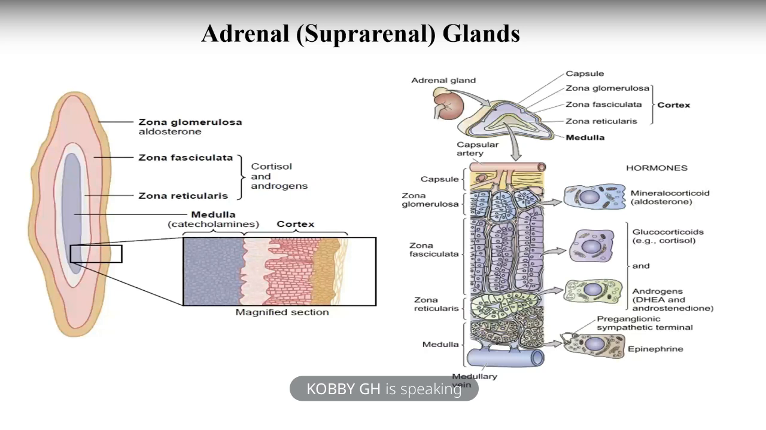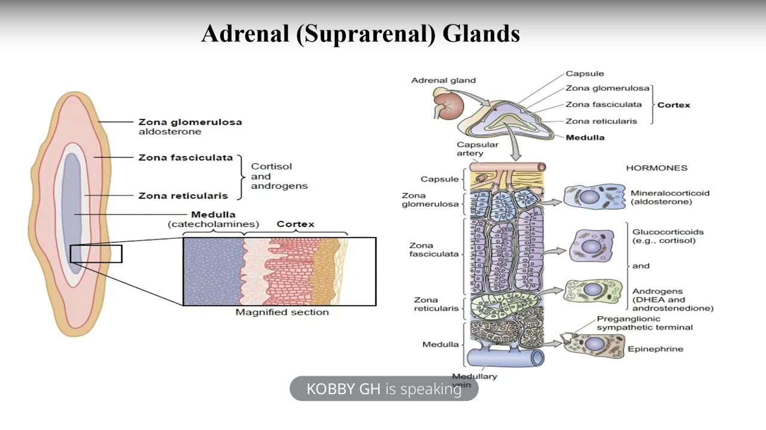Anatomically the gland is divided based on the hormones they produce. The first division, the middle part of the gland, is the adrenal medulla. The second division is the adrenal cortex. Let me take it again. This gland anatomically is divided into two: the adrenal medulla and the adrenal cortex.